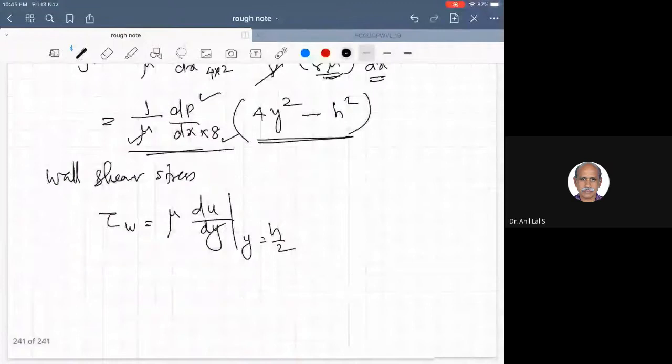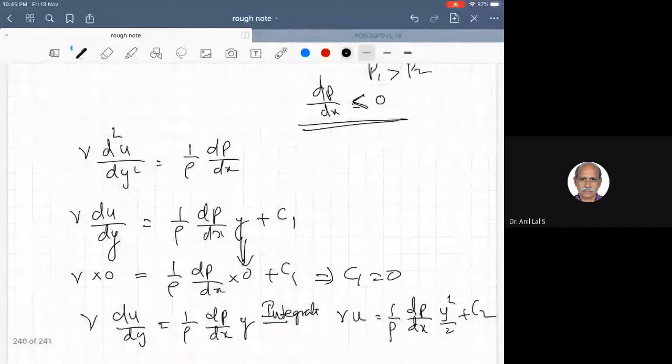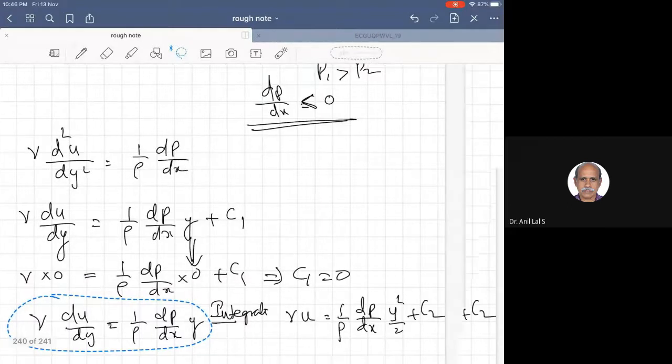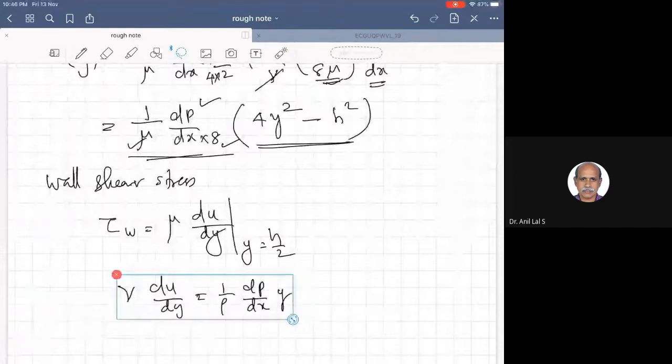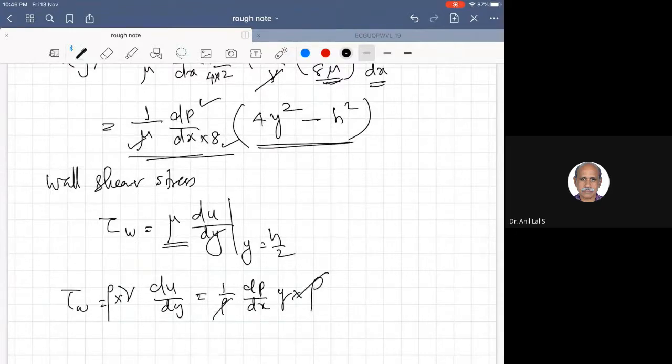So compute that. Already we have du by dy from this particular equation. So let's take this equation. I want tau wall equal to mu into du by dy, so you multiply with the rho here. This rho is okay. And at y equal to h by 2.